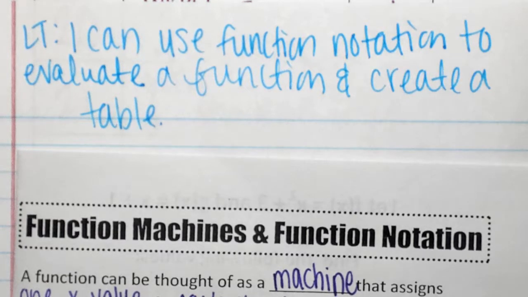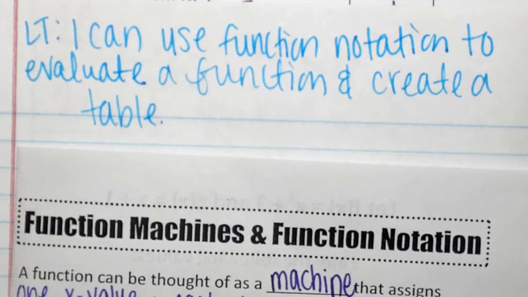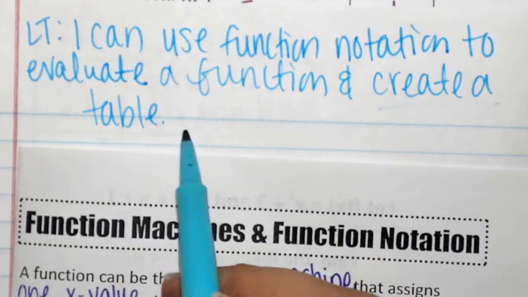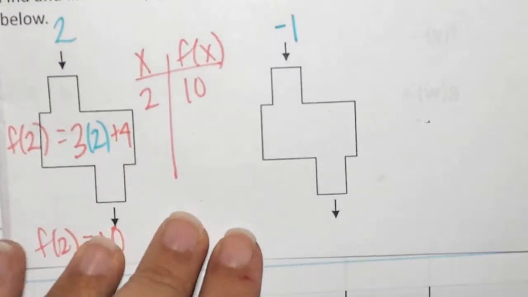I'm just showing you how they relate to each other. I'm showing you that we're creating an ordered pair because our learning target is, by the end, to be able to create a table. Okay. All right, now I'm going to plug in -1.